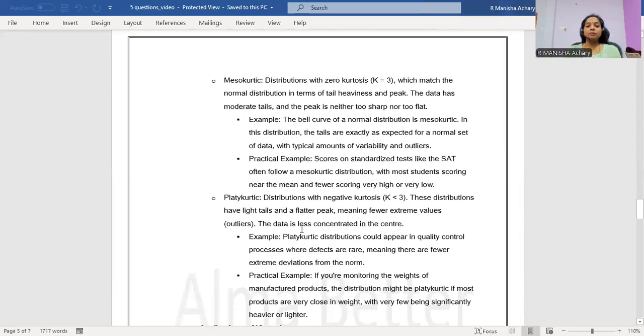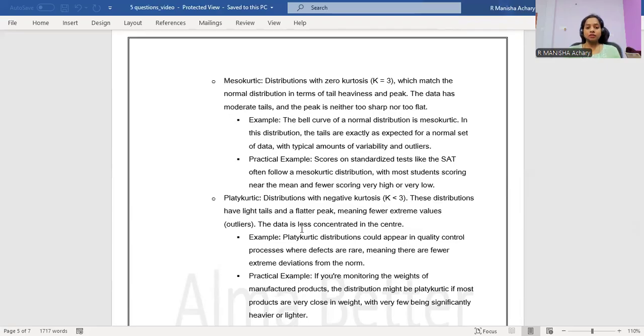In a practical example, scores on standardized tests like the SAT often follow a mesokurtic distribution, with most students scoring near the mean and fewer scoring very high or very low.